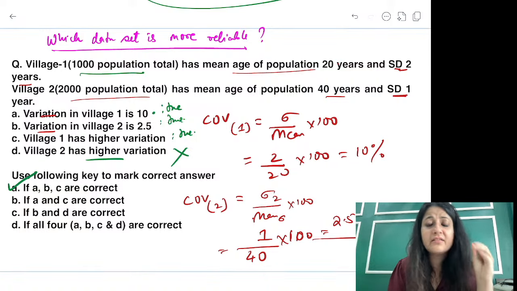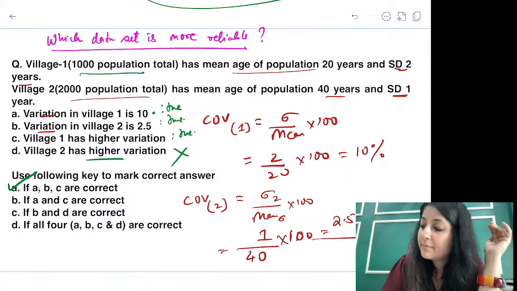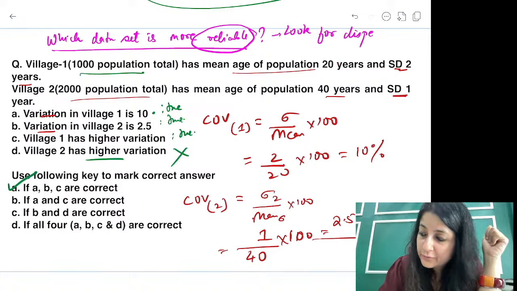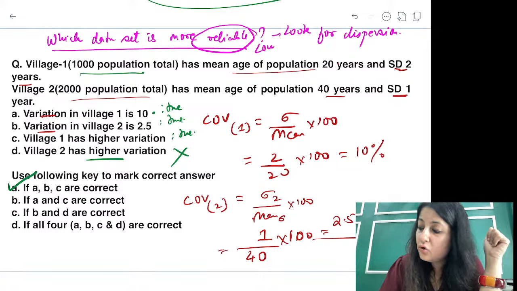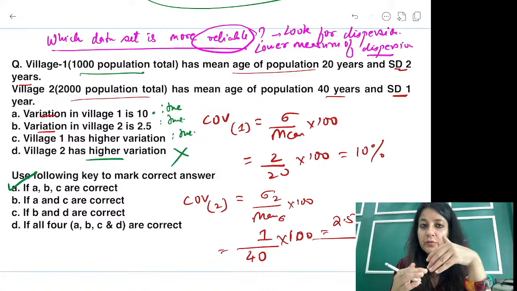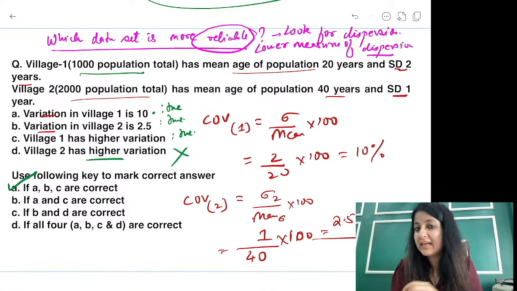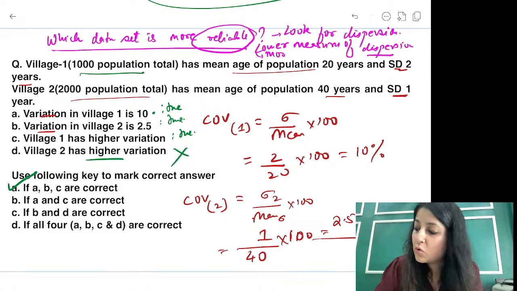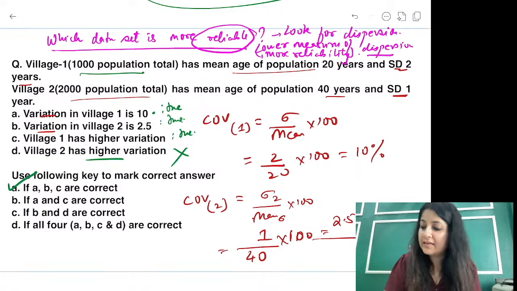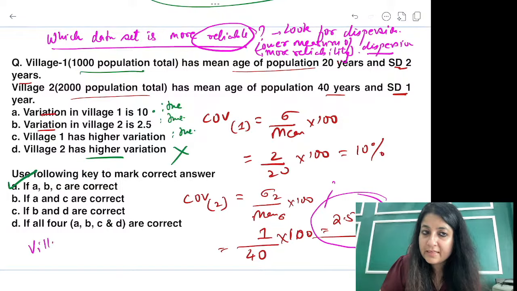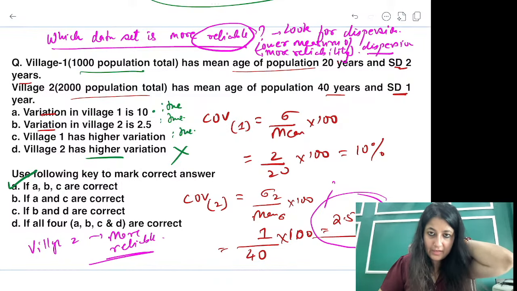I have taught you in LRRs, in RRs, everywhere. Whenever you have to comment on reliability, look for measures of dispersion. Look for dispersion values. The moral of the story is lower measures of dispersion. The lower the measures of dispersion, that is, the less spread the data is, the closer it is to the central value, and the more is the reliability. Over here this was 2.5%, so village 2 data is more reliable. Is it clear everybody? Village 2 data is more reliable.